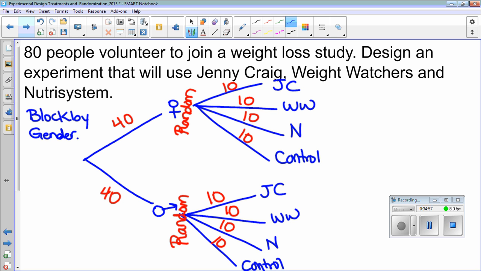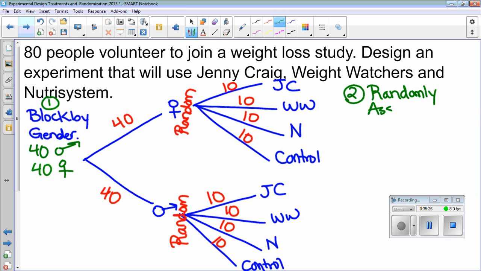Okay. So at least I've assigned my treatment groups, but now I have to explain how I randomly picked 10 of each. So we know we blocked by gender. That was the first thing we did, and we put 40 males and 40 females. Now, the second thing I'm going to do is randomly assign treatment groups. So how do I do that? If I'm going to randomly assign 40 males and 40 females to treatment groups, let's explain that process.